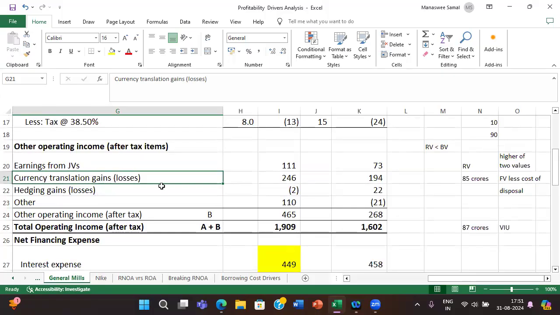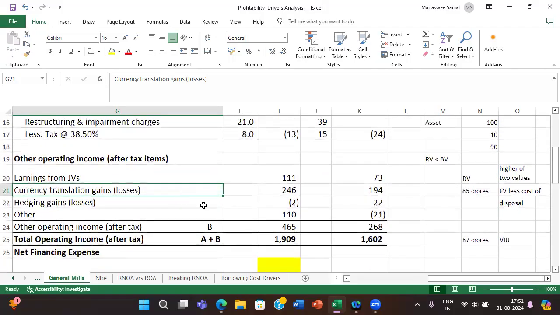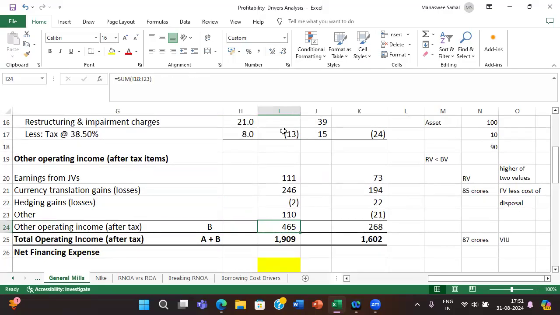So it's all an after-tax component. So if you just sum it up, then you are having other operating income after tax of 465. That's the summation of all these. Starting from here, restructuring and impairment charge, that's an expense, so a negative figure. And here you have some hedging loss, that is -2. The figure is 465. Okay, done.